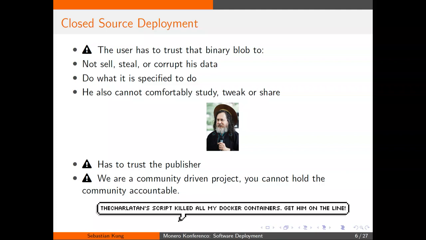So for example, if you published something on SourceForge, let's say 5 years ago or something, they would embed adware into their Windows installer, and users would then get software that they did not intend to get. Also, we are a community-driven project, so you can't really hold the community accountable, even though we all obviously strive to perfect the quality of the software that we are shipping.